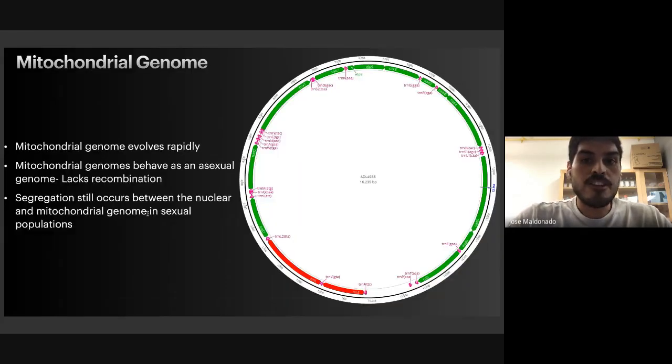Now, the mitochondrial genome is a perfect marker to study this because it's rapidly evolving. And while it does lack recombination, segregation still occurs between the mitochondrial genome and the nuclear genome within sexual populations. But when you transition to asexuality, you're going to abolish segregation, which should weaken selection's ability to act, which should allow for mutations to accumulate within this organelle genome.